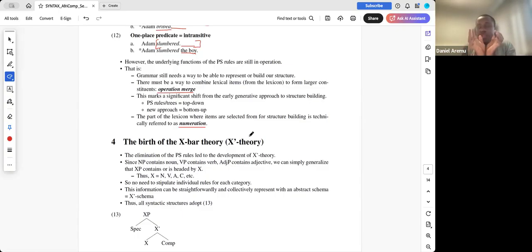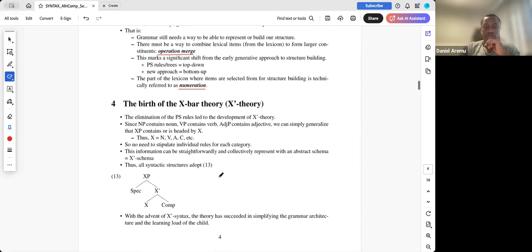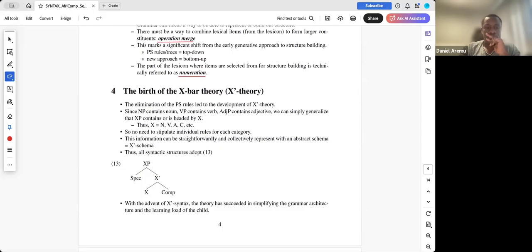So the numeration is just like a box. If you want to construct a sentence like Adam ate rice, the numeration is that space where each word you need will be dropped. Not everything in the lexicon will be there at that moment. At every construction, the numeration consists of what you need at that particular time. Okay. Any questions?